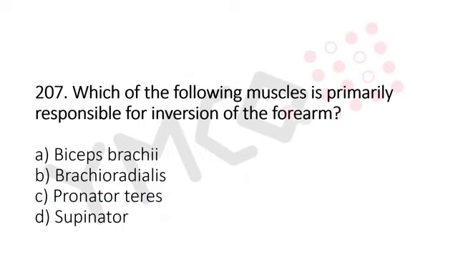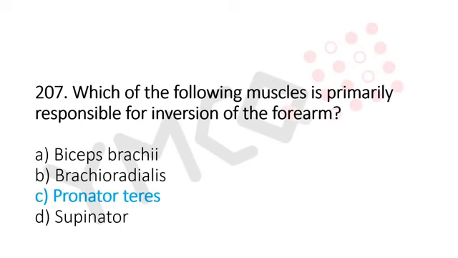Now let's move to question number 207. Which of the following muscle is primarily responsible for inversion of the forearm? Option A, biceps brachii. Option B, brachioradialis. Option C, pronator teres. Option D, supinator. And the answer is option C, pronator teres.